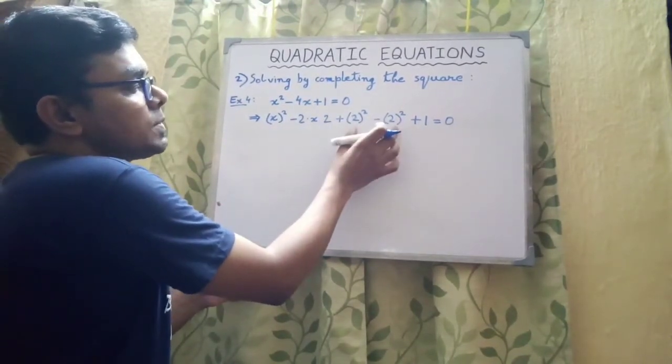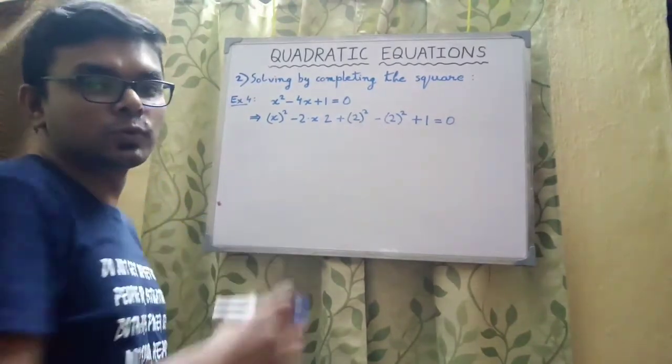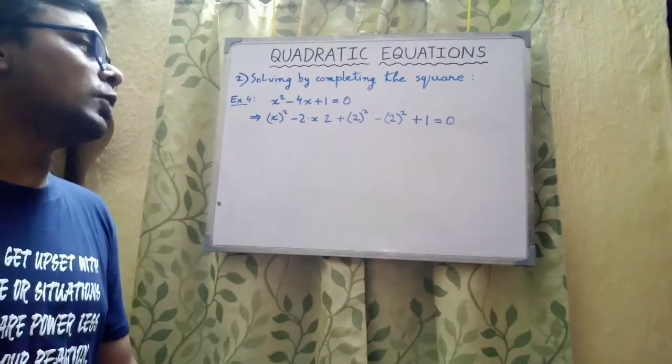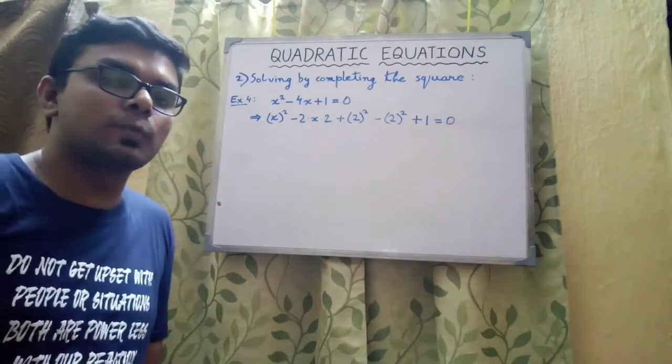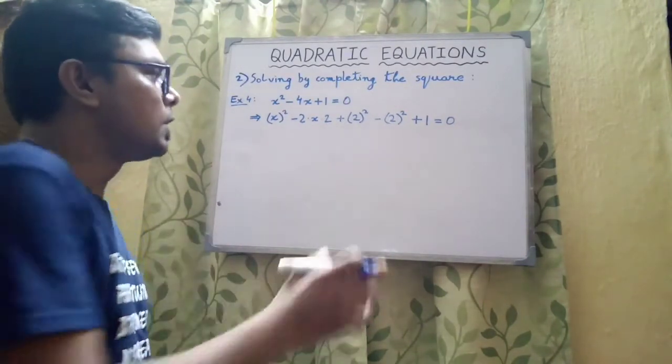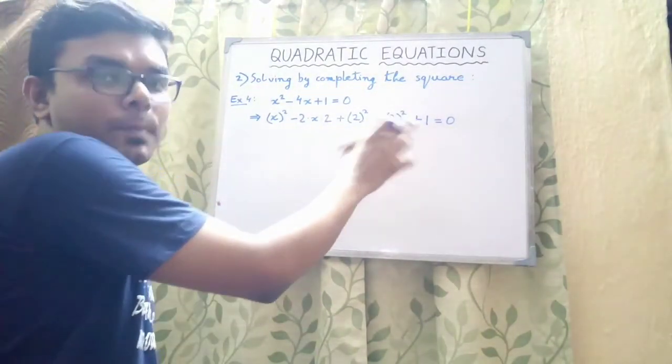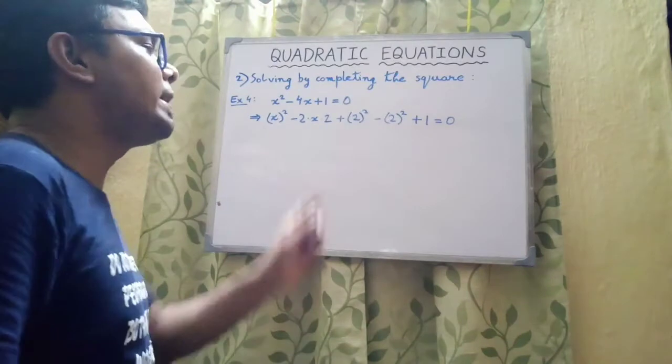So these two terms we have introduced, plus 2 square minus 2 square. Why plus 2 square minus 2 square? Plus 2 square means plus 4 and minus 2 square means minus 4. So plus 4 minus 4 will be equal to 0. So finally the whole thing remains the same. We have just brought a 0 term in the original term. But why did we do so?